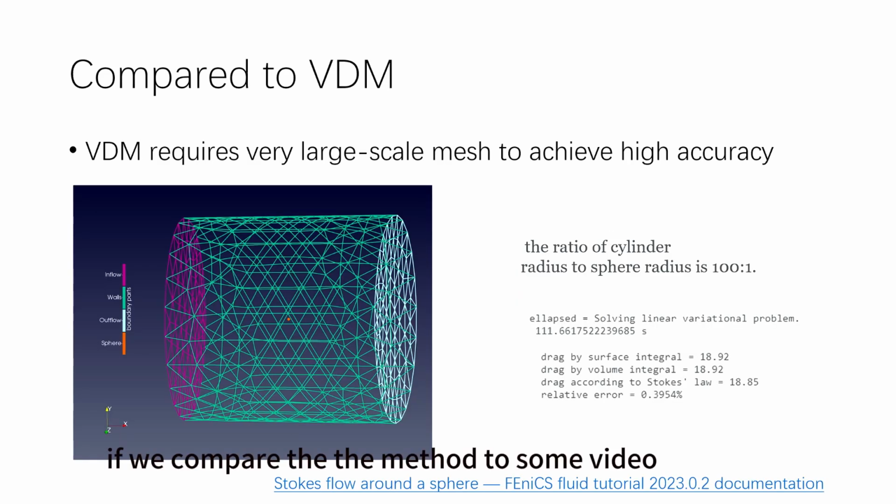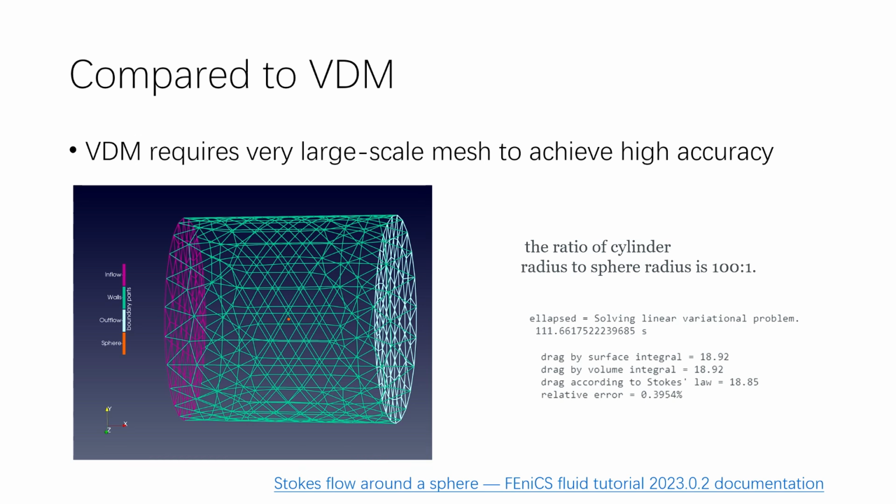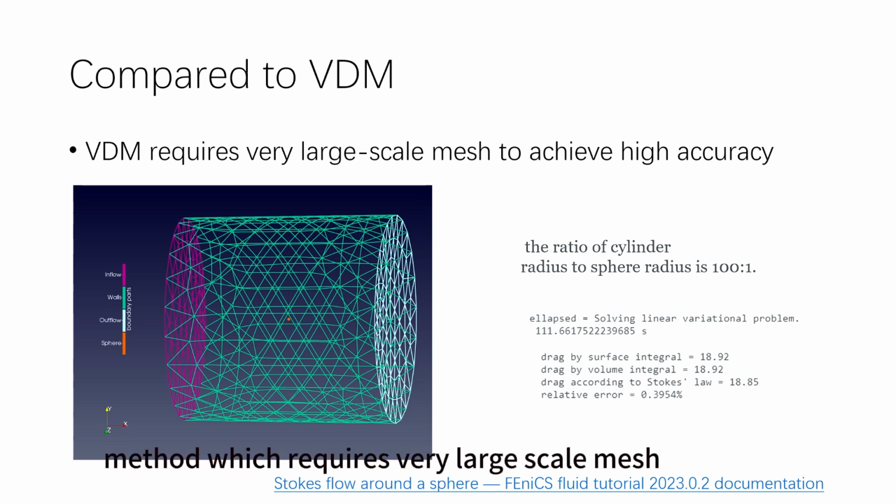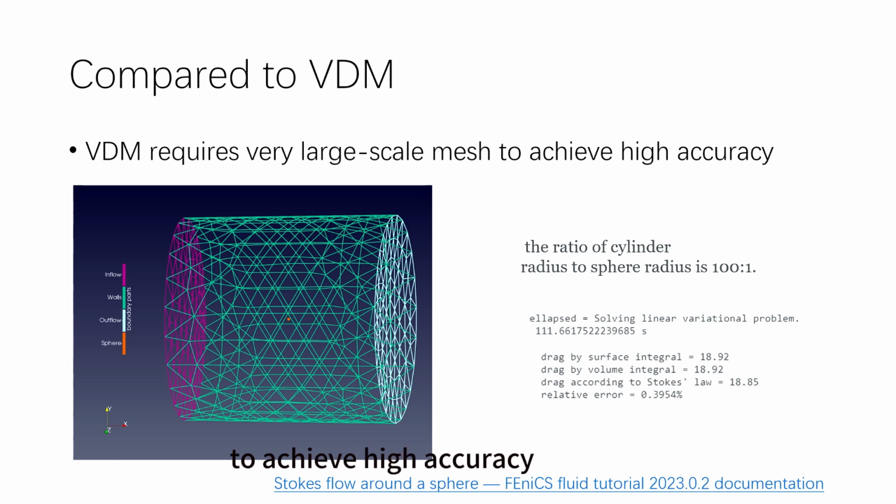If we compare the method to some VDM, such as the finite element method, it requires a very large-scale mesh to achieve high accuracy. This is an example from a Python library, FEM. To achieve an accuracy of 0.4%, it has to use a cylinder domain that is 100 times larger than the sphere. And the total computational time is on the order of 100 seconds.